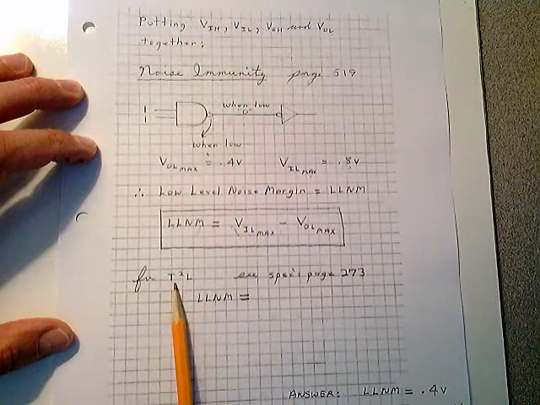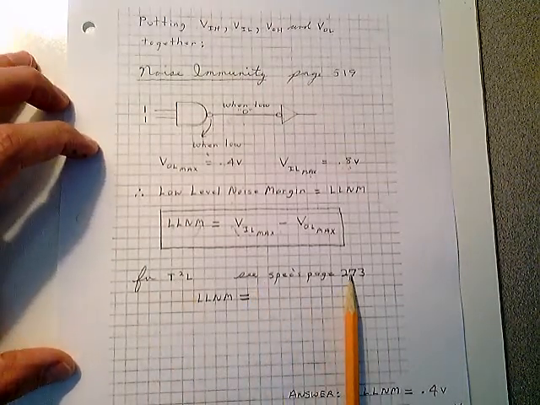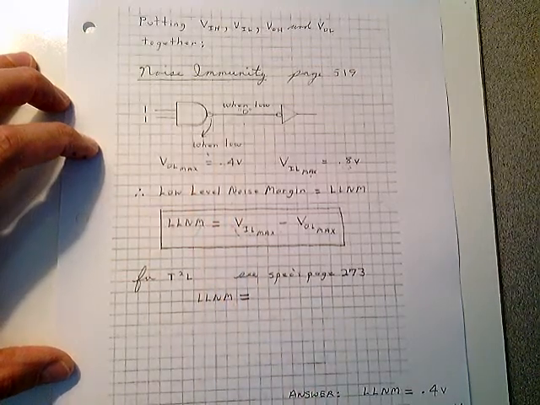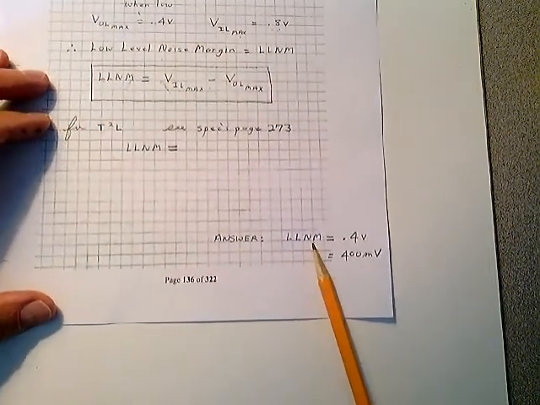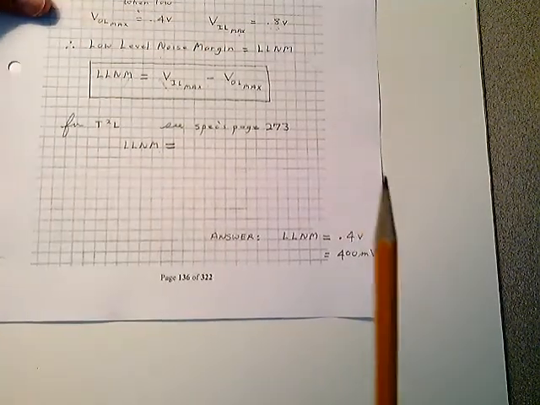I want you to, for TTL, look at the specification on page 273, and calculate the low-level noise margin for TTL. And if you do that correctly, you're going to see that the low-level noise margin, the answer is 0.4 volts. That's 400 millivolts.